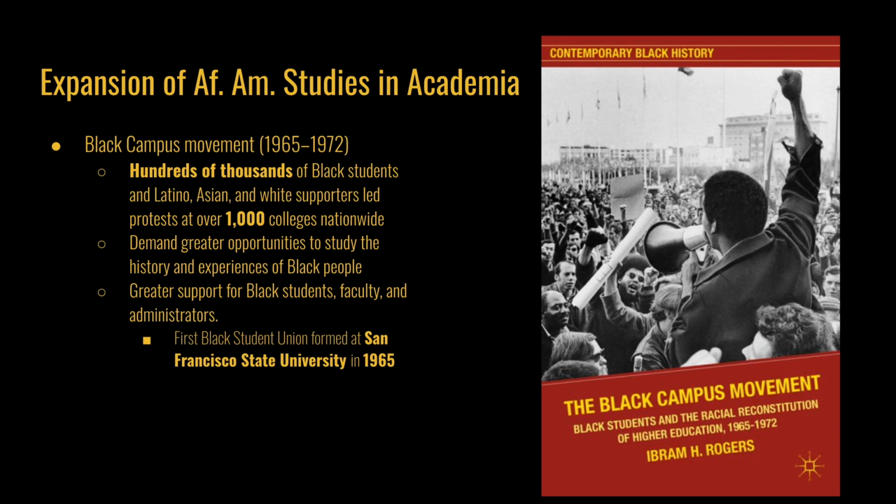Support services for Black students, such as cultural centers, advising programs, and scholarships were created to help them succeed academically. The Black campus movement also inspired similar efforts among other minority groups, leading to the creation of Chicano studies, Native American studies, and Asian American studies programs. The first Black Student Union was established also at the San Francisco State University in 1965, marking a significant step in the movement. Overall, the Black campus movement was instrumental in transforming higher education by ensuring that the contributions and experiences of Black people were recognized and valued within academia.